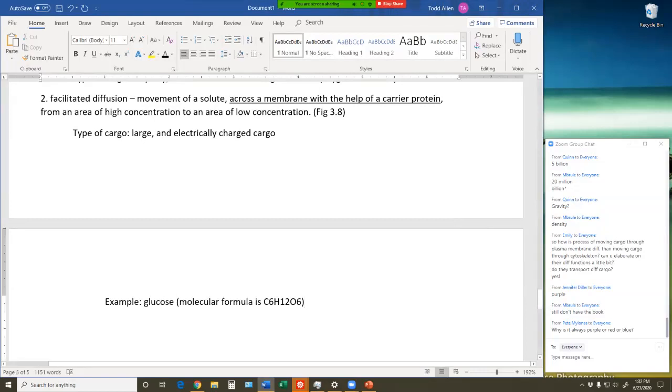So an example would be glucose. A second example would be a hydrogen ion, H+, right? A hydrogen ion is extremely tiny, but it is electrically charged. So it also needs to get through the membrane with the help of a carrier protein. Okay? All right. Any questions at this time?